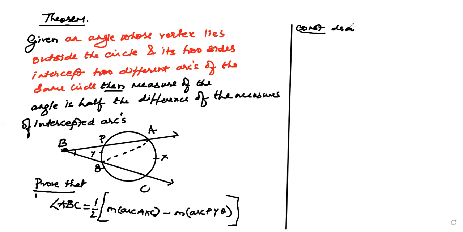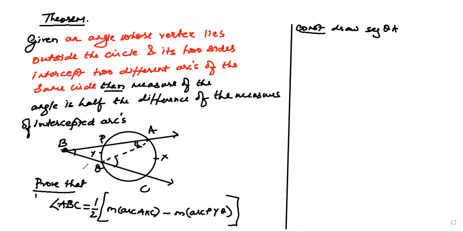Draw segment QA. Now, why did I draw segment QA, children? So you can see here, children, your angle AQC is half arc AXC. And your angle BAQ, instead of saying PAQ, I say BAQ. BAQ is half arc PYQ, by the inscribed angle theorem. So I got half the arcs.